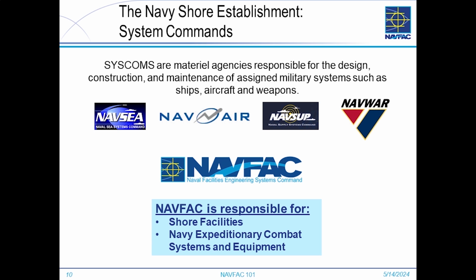Those 5 systems commands we just mentioned are shown here. In no particular order, we have NAVAIR, which stands for the Navy Air Systems Command, and they specialize in aircraft aviation and associated weaponry. We have NAVSEA, the Navy Sea Systems Command, and they specialize in ships and subs and associated weaponry. We have NAVWAR, the Naval Warfare Systems Command, and they specialize in information technology. We have NAVSUP, the Navy Supply Systems Command, and they specialize in supply chain management.